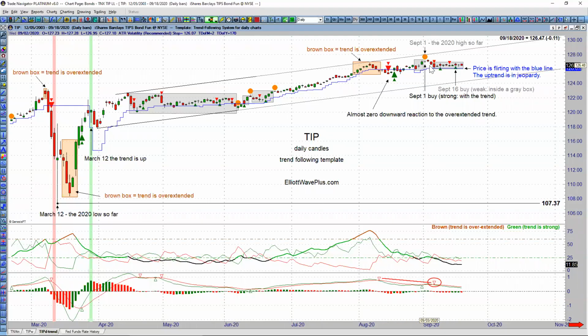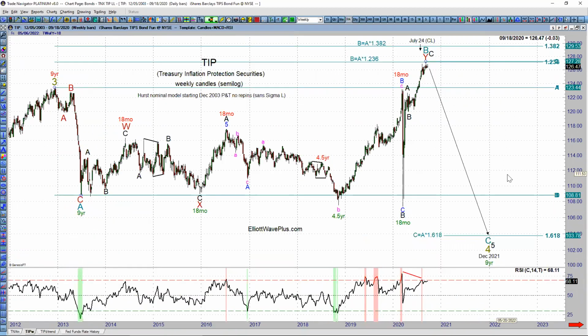And lately, it's just been moving in such a narrow sideways pattern. This is unlikely to continue moving in this sideways pattern like this. There's likely to be a break, and I think the break will probably be to the downside. Here's my current Elliott Wave.